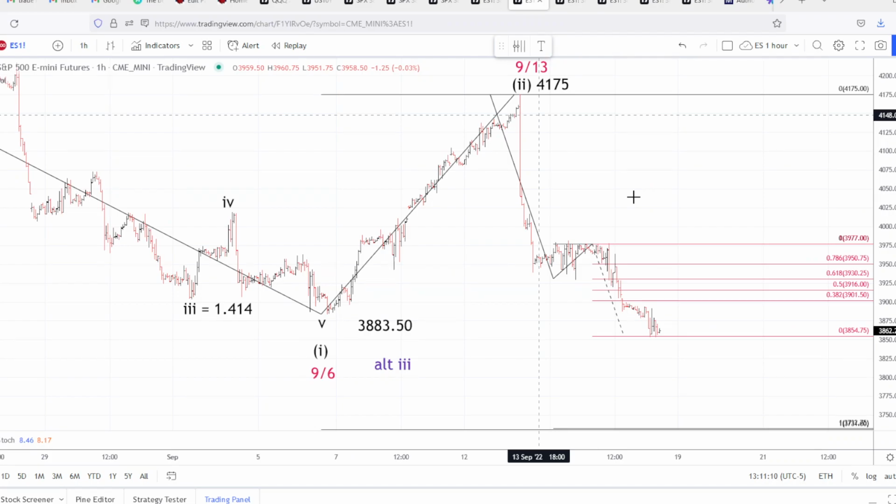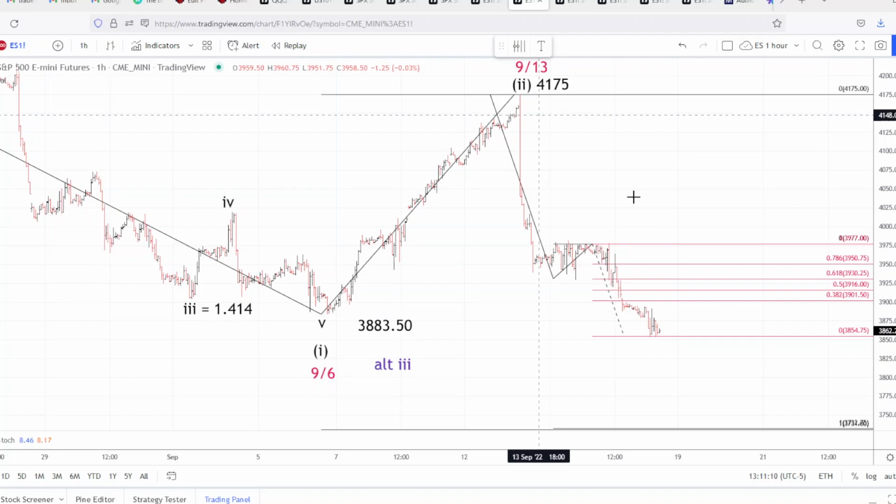And this is the hourly chart. Let me get into that 8/16 high. There we go. You can see we got a 1, 2, 3, 4, 5. Wave 3 was a Fibonacci 1.414 multiple. Okay, and that got us down here to the 9.6 low, wave 1. Then we've got a wave 2 up there.